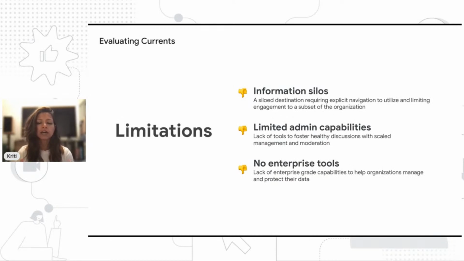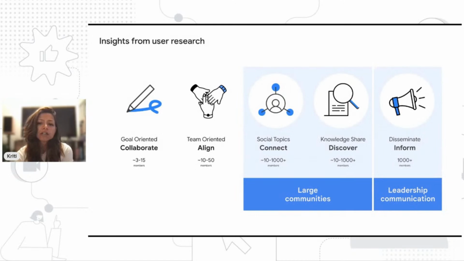One, because it's a separate tool, users need to develop a new habit to specifically navigate to the tool to consume content. This essentially is creating information silos, and we have heard from customers that only a subset of the users in their organization are actually engaging with the content, and that's because only a subset of the users are using Currents actively. Currents also has a limited set of admin capabilities, which impacts the ability for admins to moderate content or be able to manage communities and membership at scale. The enterprise tools for Currents are also limited, and so it impacts, again, the admin's abilities to be able to protect their data.